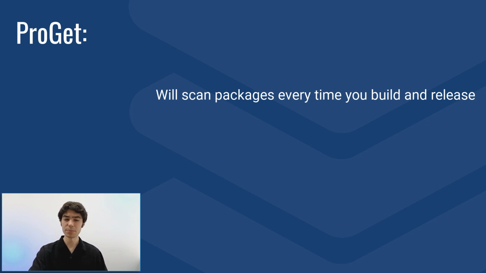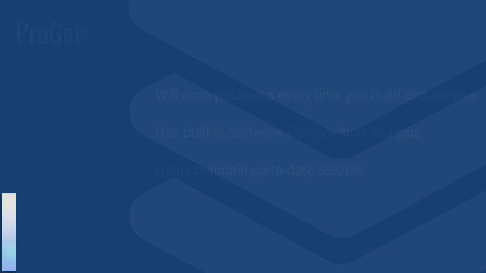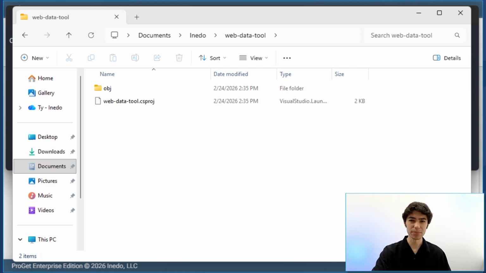It also offers built-in software composition analysis, or SCA, helping you identify security vulnerabilities and license issues for any packages listed in a project's SBOM. This makes it a great choice for orgs that want to maintain up-to-date SBOMs, taking the heavy lifting out of developer hands and automating the process. So it's all much more straightforward. Right, so you might not need SBOMs, but some regulatory org will. So here's how to actually generate SBOMs for your NuGet projects using ProGet.